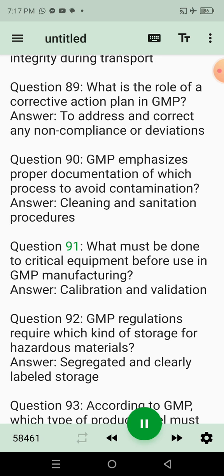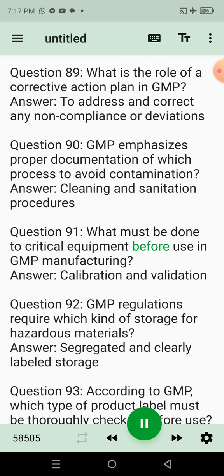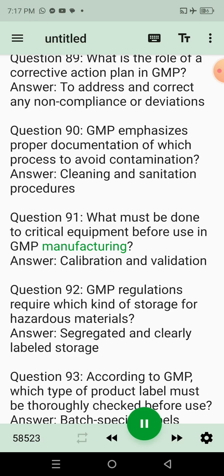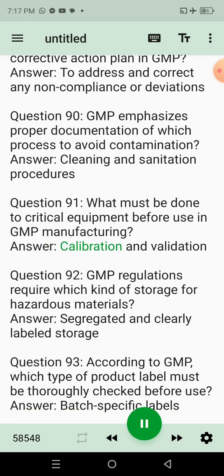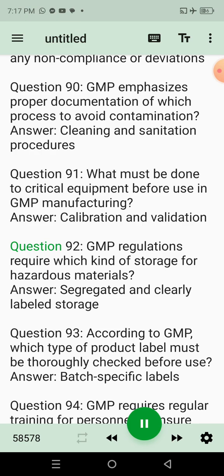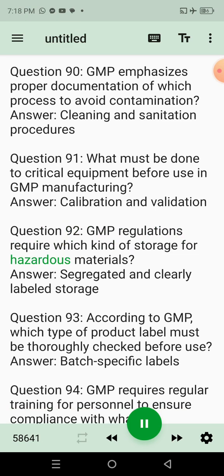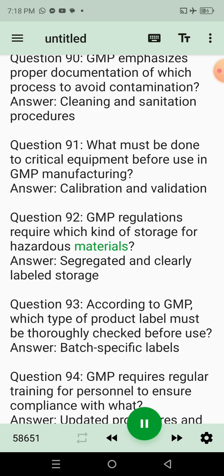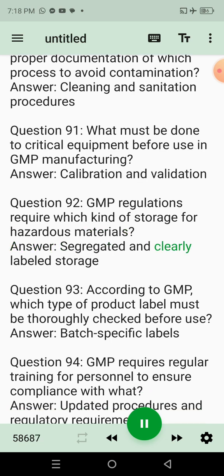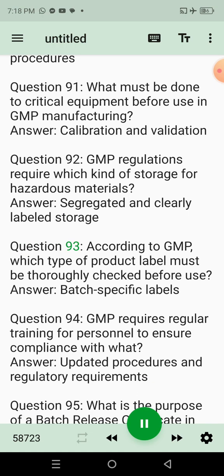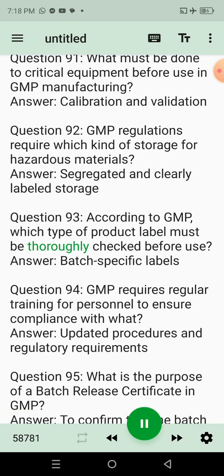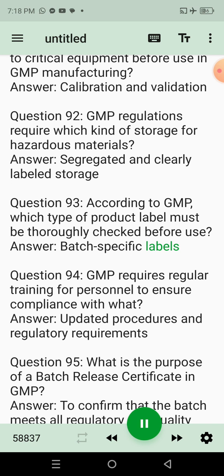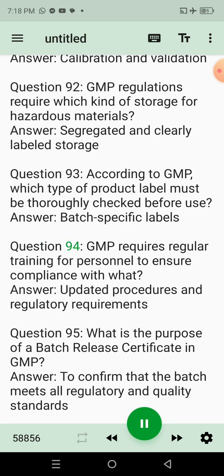Question 91. What must be done to critical equipment before use in GMP manufacturing? Answer: calibration and validation. Question 92. GMP regulations require which kind of storage for hazardous materials? Answer: segregated and clearly labeled storage. Question 93. According to GMP, which type of product label must be thoroughly checked before use? Answer: batch-specific labels.